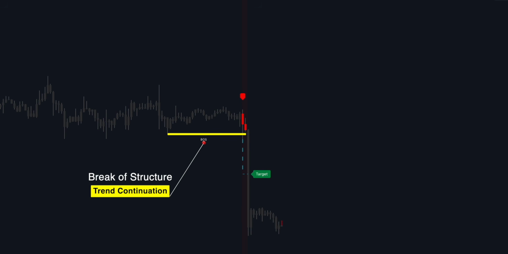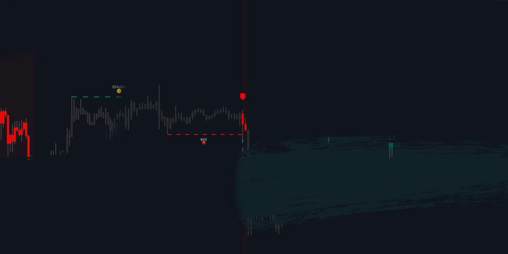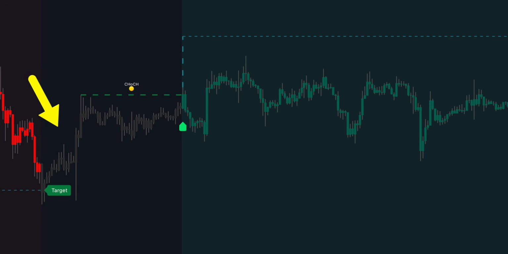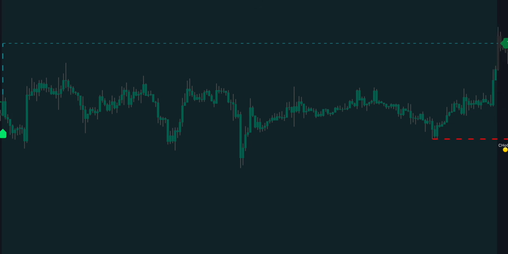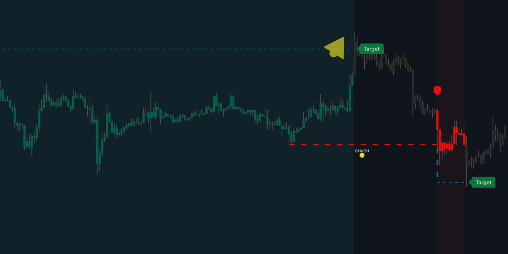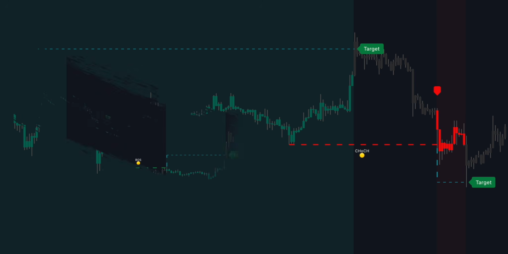Some might argue that these two types of signals have different accuracy. This might be true. You see, a change of character is where the market trend switches from bullish to bearish or vice versa. This often occurs in a ranging market. Big players struggle to decide whether to increase or decrease the price. Hence, if you see a change of character label, you should be more cautious about opening a trade.